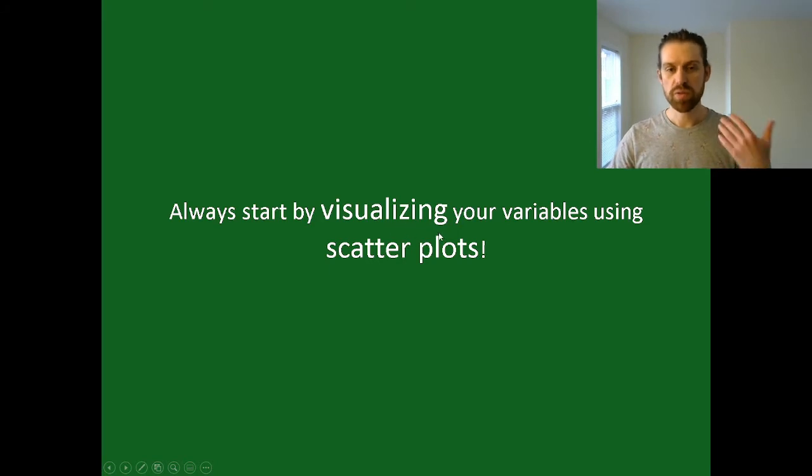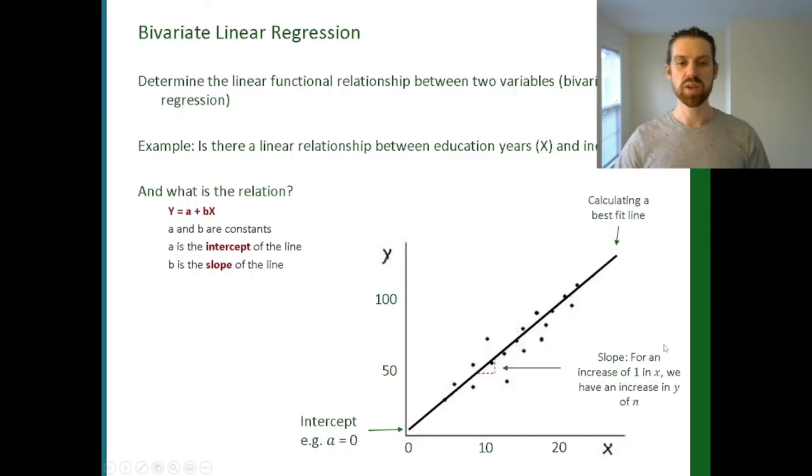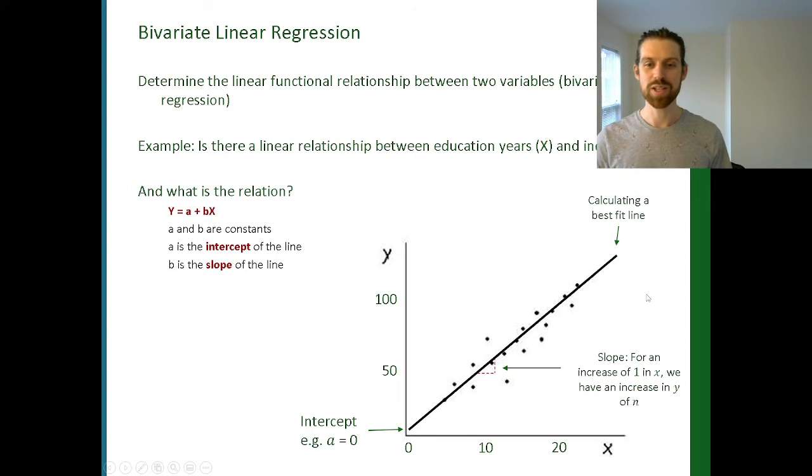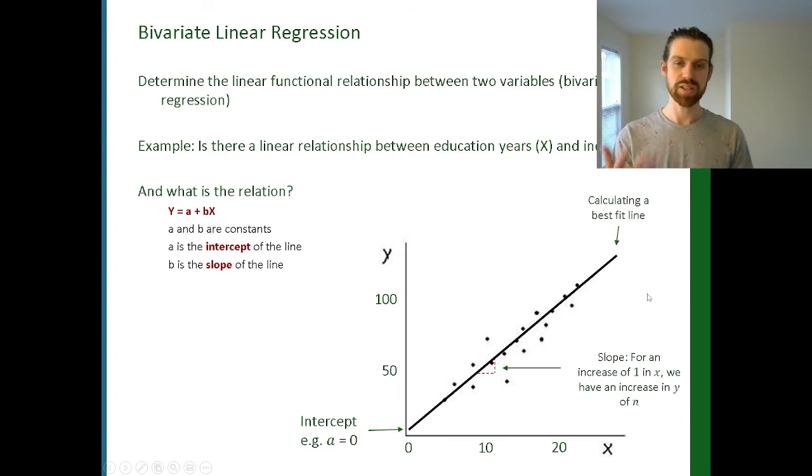But first we must obviously visualize the data. This isn't the first time that I've said this. I've said this many times in the course: before you start doing the fancy statistical analysis, you need to make sure that you actually visualize that data, okay? So what you would want to do is maybe carry out a bivariate linear regression, which helps you understand the linear functional relationships between two variables.